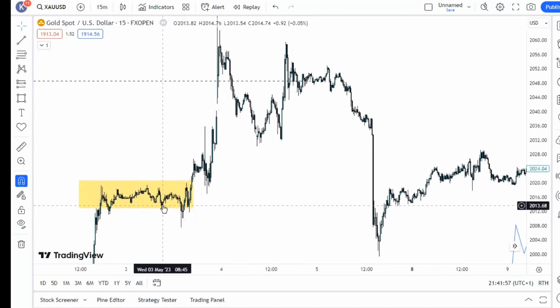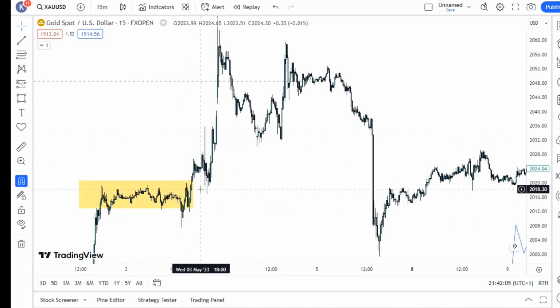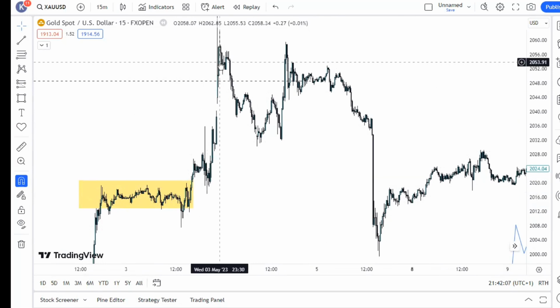So consolidation, price took out their sell, activated their sell stop and hit their stop losses. And after price broke to the upside, it hit their stop losses again and then went the right direction.